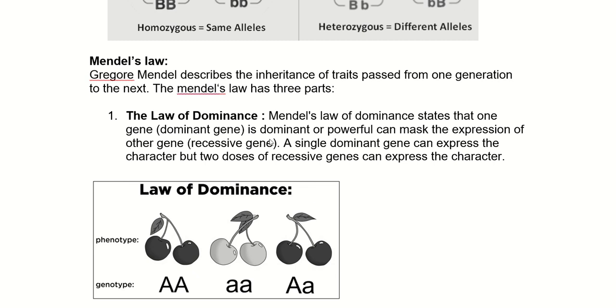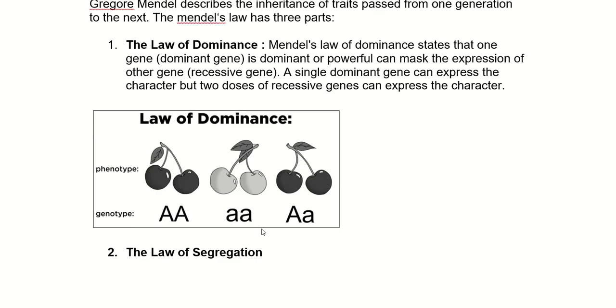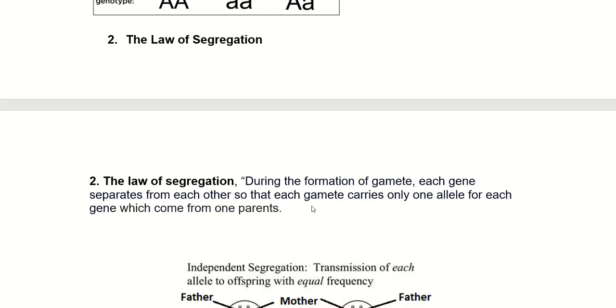Mendel's laws. Gregor Mendel described the inheritance of traits passing from one generation to the next. Mendel's work has three parts, the first being the law of dominance. Mendel's law of dominance stated that one gene that is dominant or powerful can mask the expression of the other gene. A single dominant gene can express the character, but two doses of the recessive gene are needed to express the character. So this contains two dominant genes, this contains two recessive genes, and by the two doses of recessive gene the character is expressed. But here, this contains one dominant gene and one recessive gene, and the character of the dominant gene is expressed here.